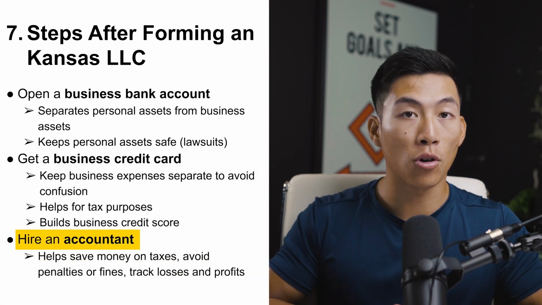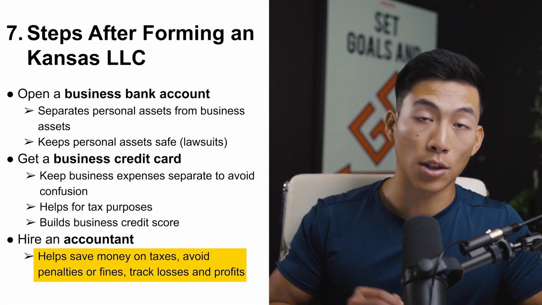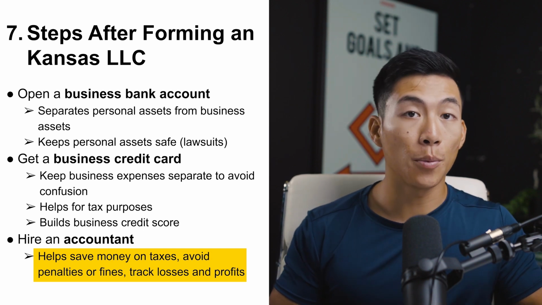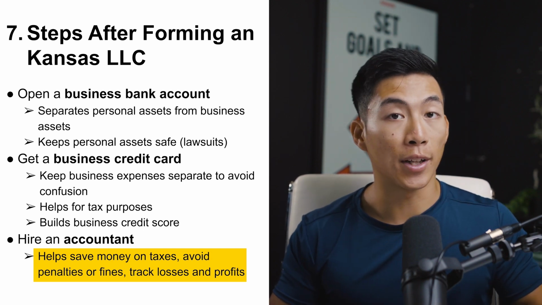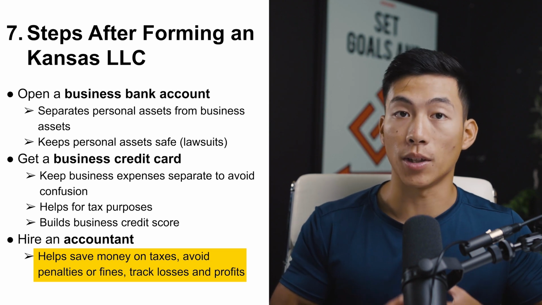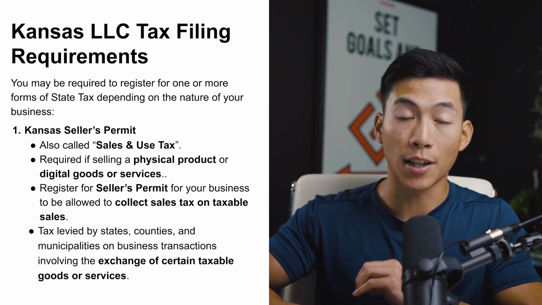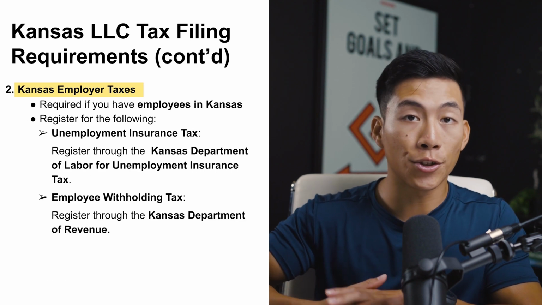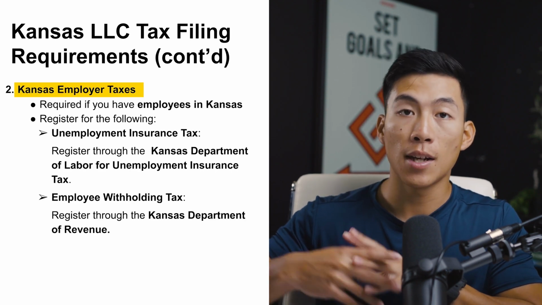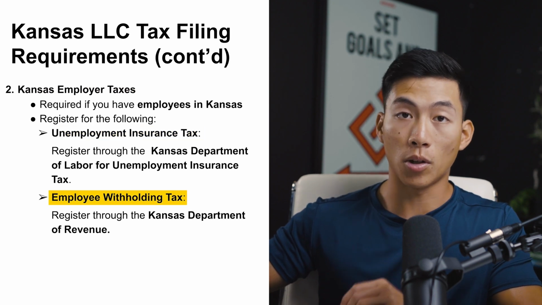And then like I said before, you want to reach out to professionals when it comes to everything, especially when it comes to taxes. So I highly recommend hiring an accountant. They're going to help you save money on your taxes, avoid any penalties or fines, and also just help you track the losses and profits within your business. Now, when it comes to the tax filing requirements, you're going to want to look into some taxes that you might have to pay if you sell goods. And then there's also some taxes that you might have to pay if you have employees. So there's the unemployment insurance tax, and then there's also the employee withholding tax.